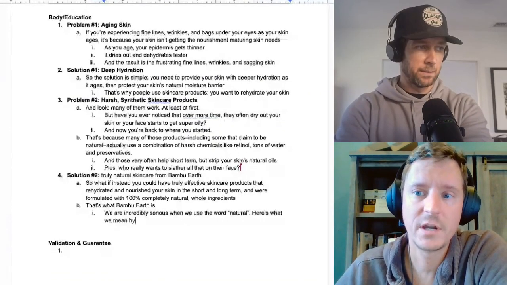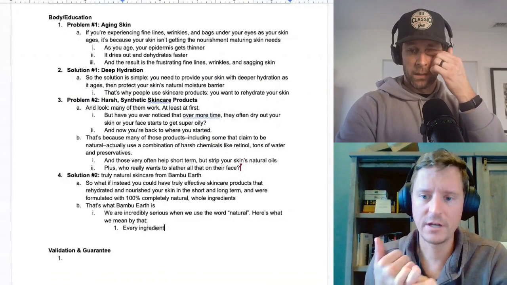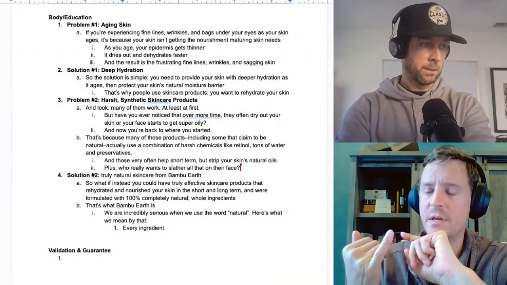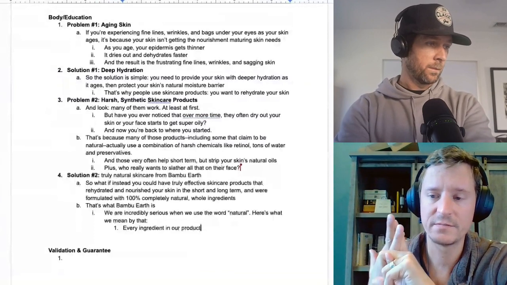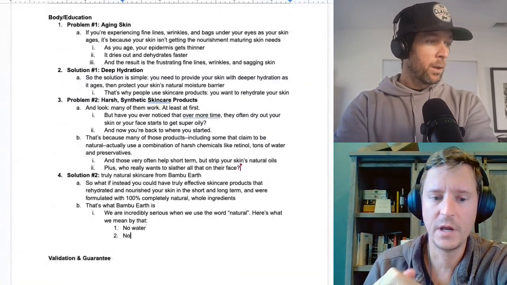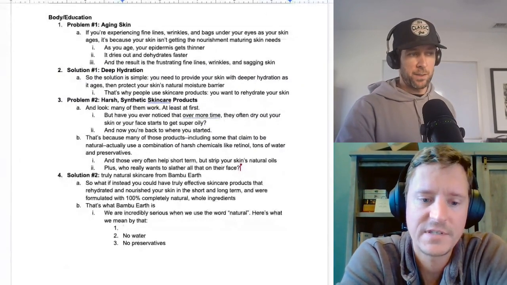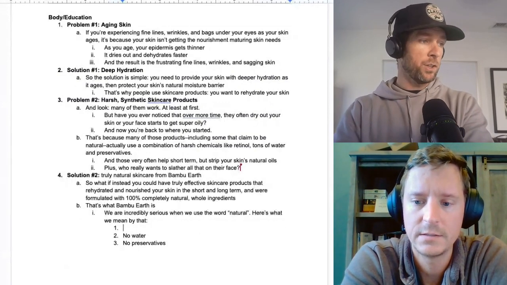I would start with natural whole ingredients. If I were to make the pillars of this, natural and whole ingredients, no water, and no preservatives. Those three things frame up what you mean. And I would even first say, in a kicker, that it even comes in glass jars. I agree, we should definitely put that in there.